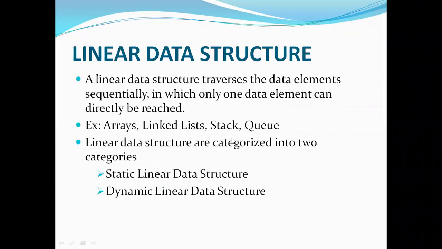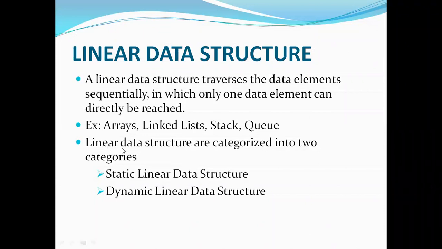So now we talk about which data structures come under the category of linear and which come under the category of non-linear. A linear data structure traverses the elements sequentially, in which only one data element can be directly reached. Traverse means that we are accessing the elements, and we can traverse only one element at a time. In this we have array, linked list, and stack.